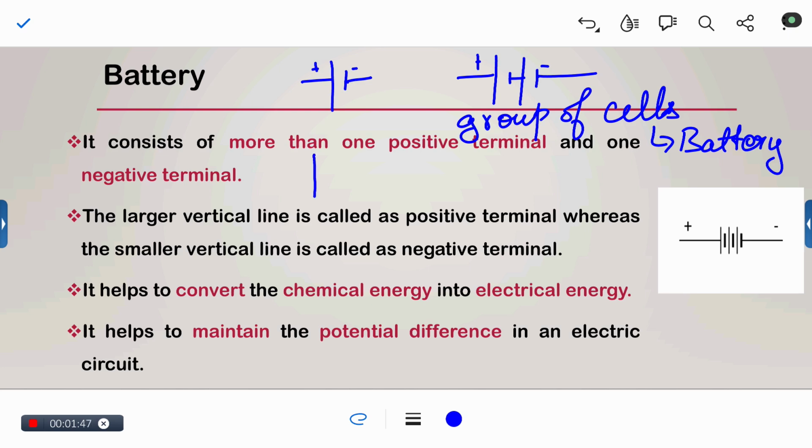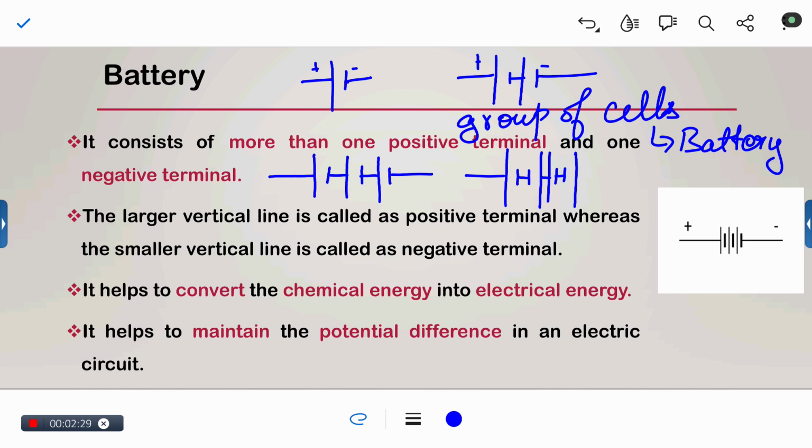Always the positive terminal of a battery needs to be connected to the negative terminal. Always the given combination needs to be like this. Suppose by mistake we connected in this order, that means we are connecting a negative terminal along with a negative terminal, and a positive terminal along with the positive, and then negative along with the negative.